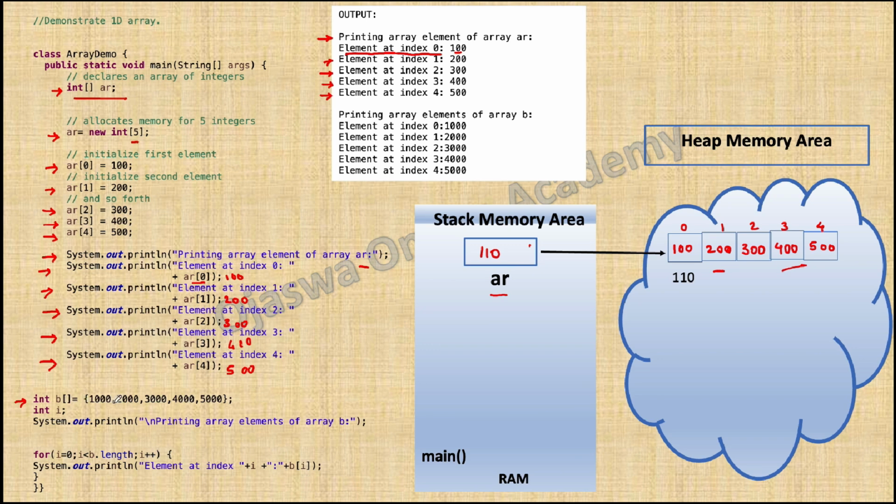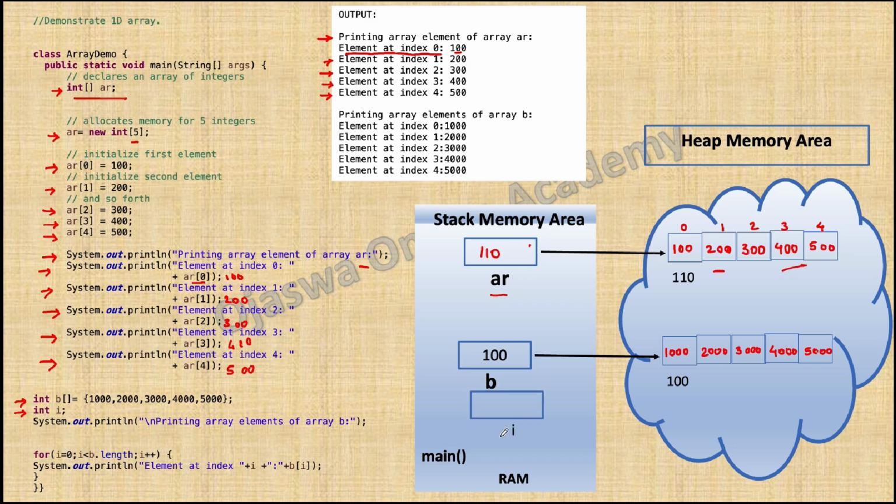Now we are defining one more array, int b square brackets equal to, inside the curly brackets we are assigning some values: 1000, 2000, 3000, 4000 and 5000. So this is an array of size 5 and the index numbers are 0 to 4. When this statement is executed, array B is created inside the memory and the values inside the array are stored as per the given index.